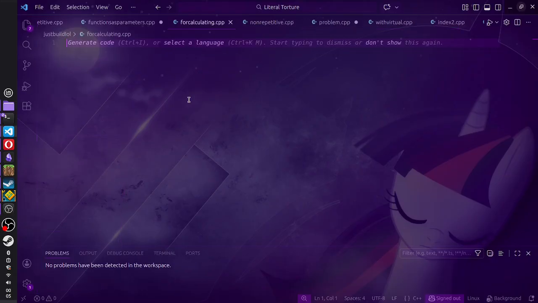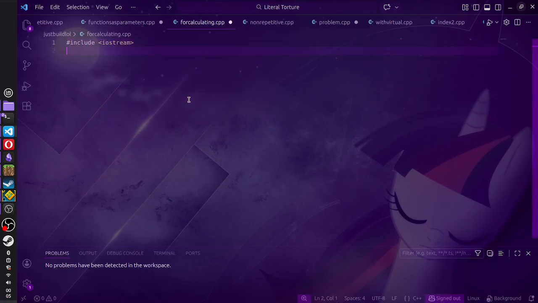You know what? I just feel like creating a little terminal for calculating stuff in C++. Because why not? It's midnight, my entire family's asleep, and I'm just here doing this.